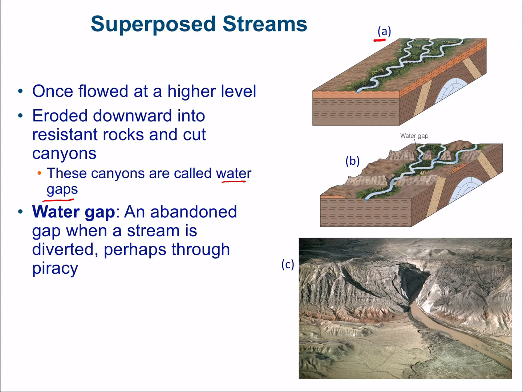So in this first picture, A, we see that stream eroding downward through our rock layers. In picture B, notice the narrow valley that has formed through the ridges. Those narrow valleys are your water gaps. And then in picture C, you see that gap right there that's been cut. This is actually a picture from Montana.